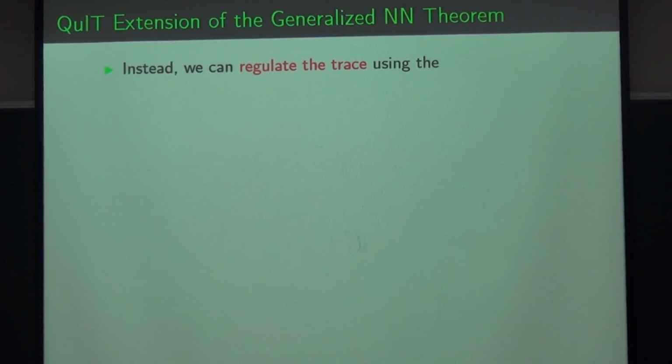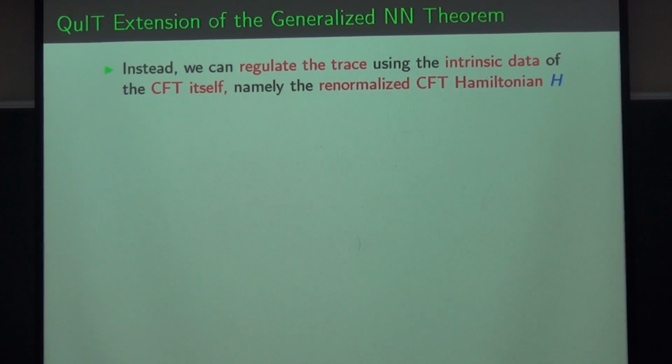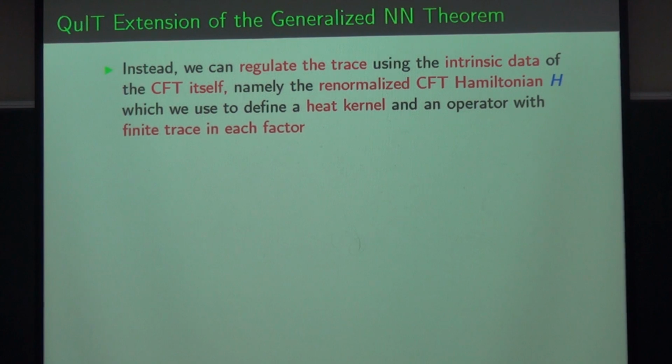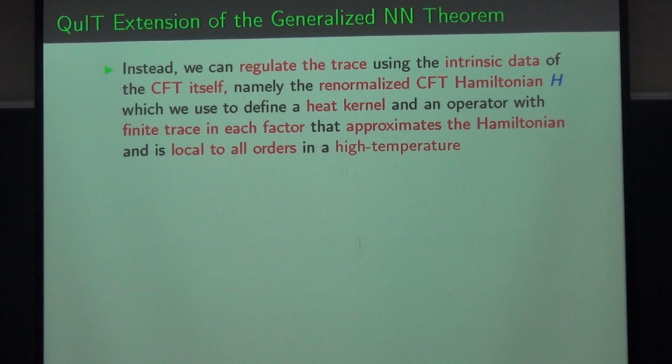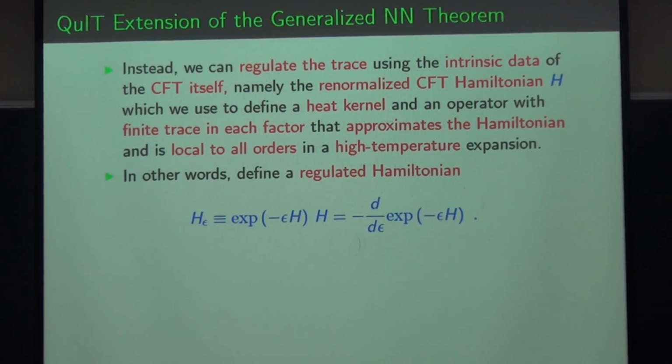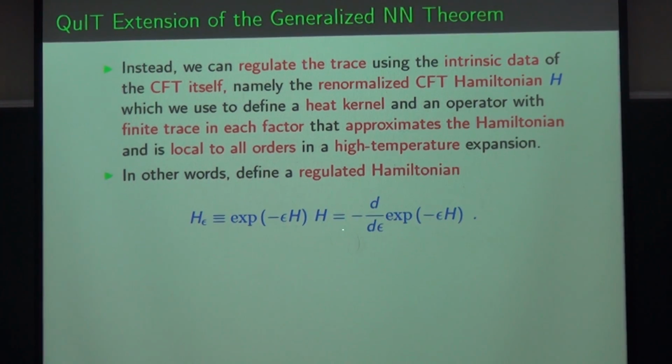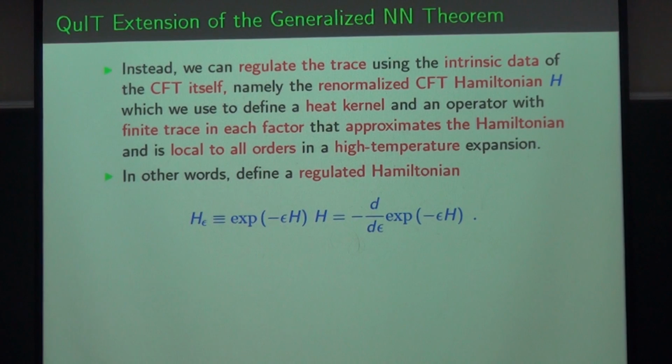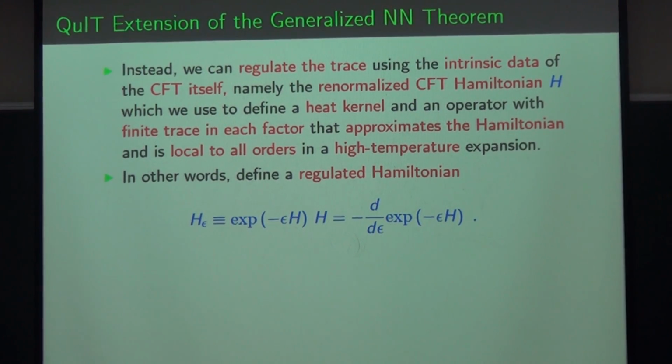Okay, so instead we can regulate the trace using the intrinsic data of the CFT itself, namely the normalized CFT Hamiltonian H, which we use to define a heat kernel, and an operator which has finite trace in both factors and approximates the Hamiltonian and is local to all orders in the high temperature expansion. So in other words, let's define this regulated Hamiltonian, where we just multiply the Hamiltonian by e to the minus epsilon H, which is the negative of the derivative of the heat kernel, and in the end we're going to take epsilon to 0.